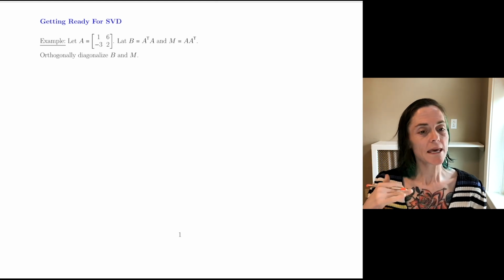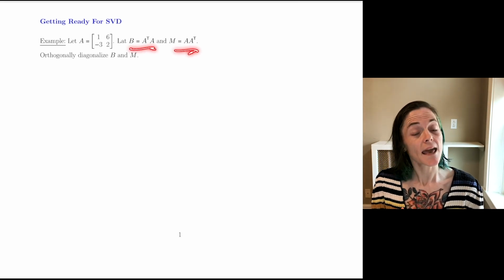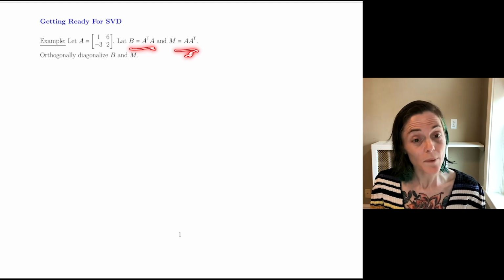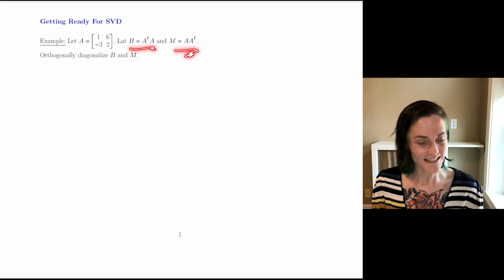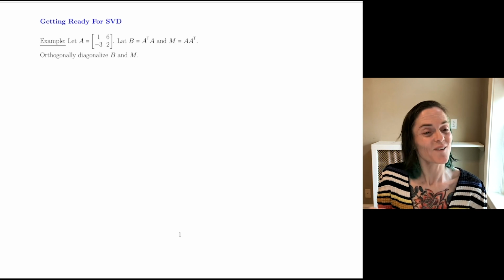Now, we begin with this example. I give you a 2 by 2 matrix A. I say let B be A transpose A and M be A A transpose. Before we even calculate, we know that both B and M will be symmetric matrices, and so we can orthogonally diagonalize these two. And in fact, that's what we're going to start off with.